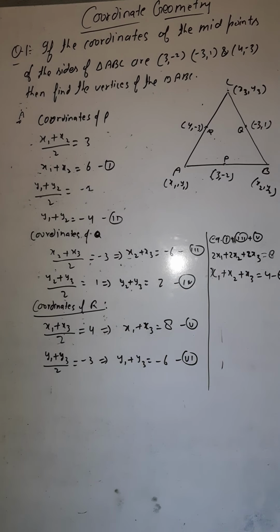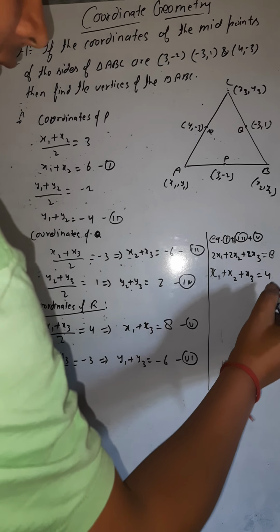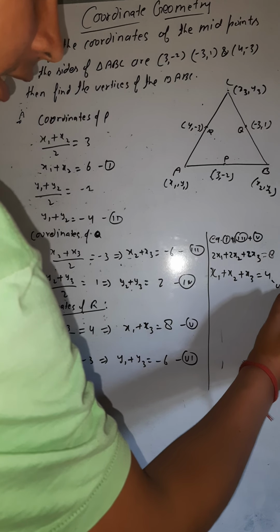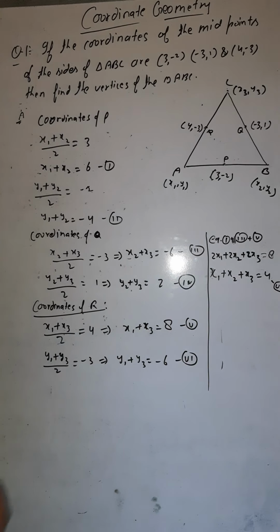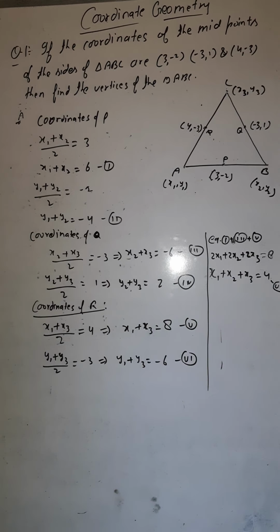Is it visible to you? Not visible, so I'm writing it here downside. This is equation number 7. Okay, just write it. This is equation number 7: x1 plus x2 plus x3 is equal to 4.